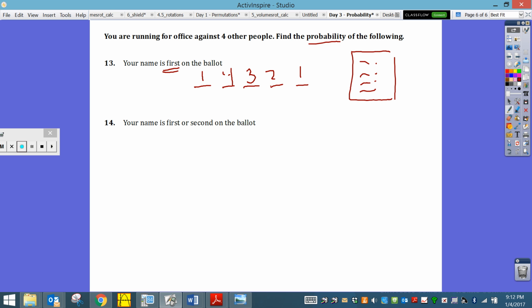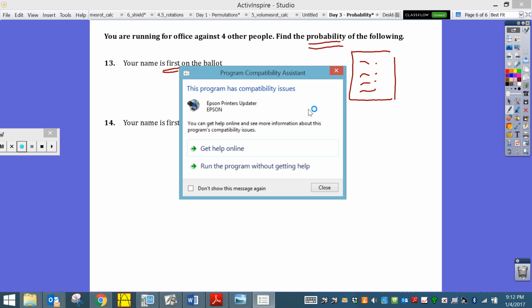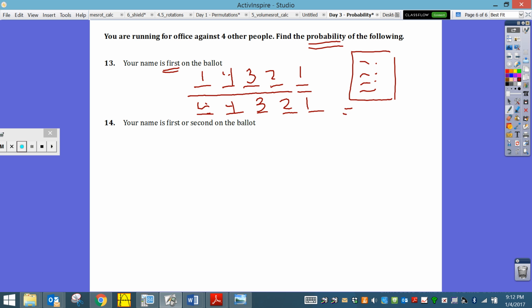But this is a probability problem. I'm not asking you how many different ways could this ballot be written. What's the probability that I'm first? Okay, so anytime we have probability, we're dividing by all the possible ways. So there's 5 of us running for office, okay? Any 5 of us gotta come first, and then any 4 of us, then any 3, 2, and 1. Okay, so this is what I'm gonna need to type into my calculator. And when I do, I see that the odds are 1 in 5.